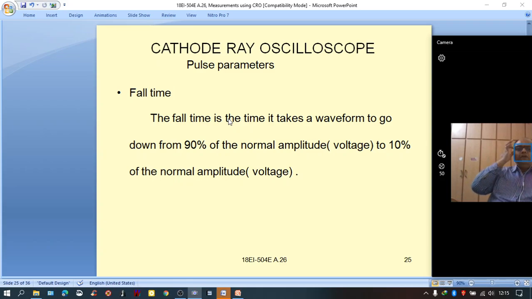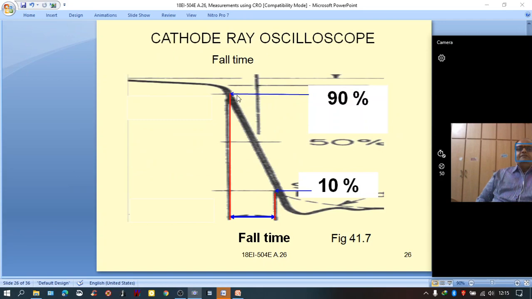Fall time. The fall time is the time taken by the waveform to go down from 90% of the normal amplitude to 10% of the normal amplitude. This portion. When the signal is coming down, we have to leave this portion. We have to round it off here itself. So fall time is also equally important as rise time. The time taken by the pulse signal to change from 90% of its normal value to 10% of its normal value is called fall time.